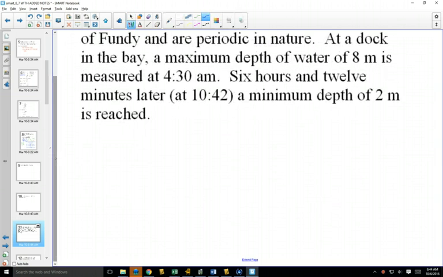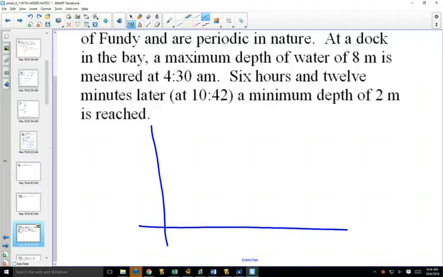The other difficult thing about this one is that we've got times that are in hours and minutes, and that's going to be difficult to figure out how we are going to put that on our x-axis. How are we going to put our time on our x-axis? So the first piece of information, we find out that we get a maximum of 8. So that's going to be my maximum at 8 at 4:30.